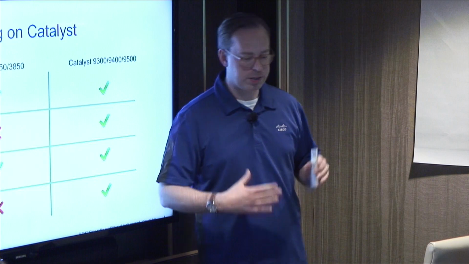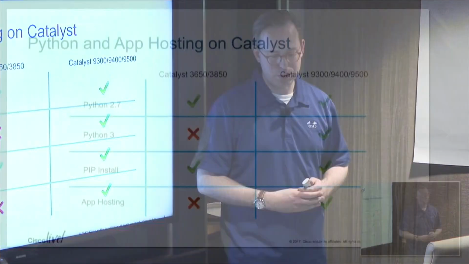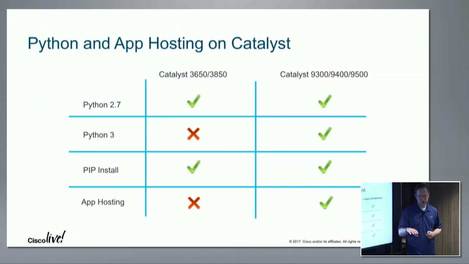As I said, I focus on Catalyst. In terms of what we support on the Catalyst platforms, it's Python 2.7 on the 3K platforms as well as the new 9K. We won't get Python 3 on the 3K. It's just an older platform. We're not going to support it, but you can do Python 3 on the 9K.